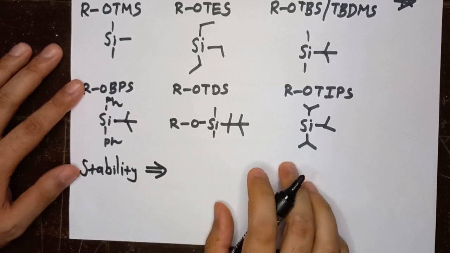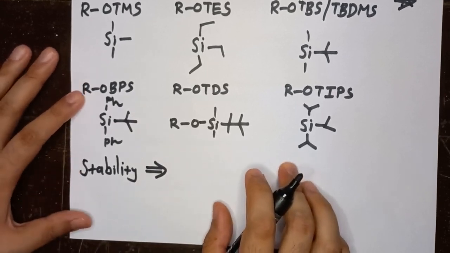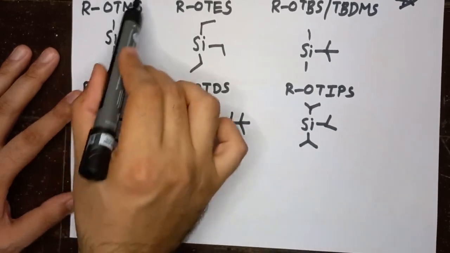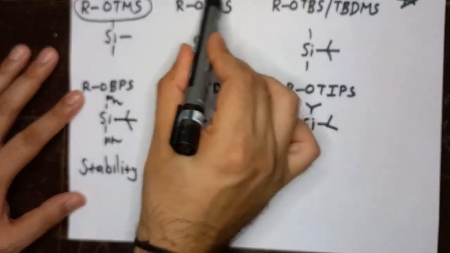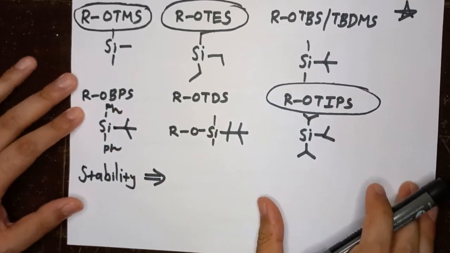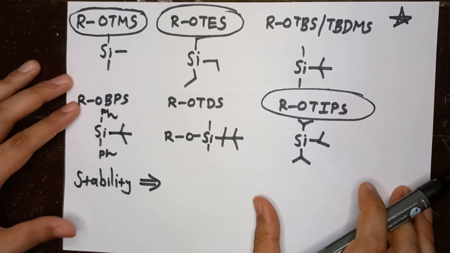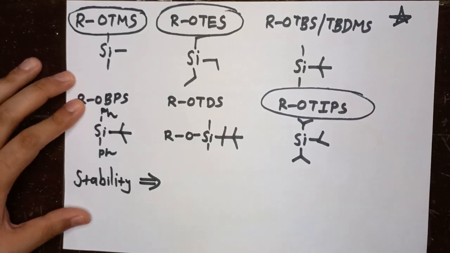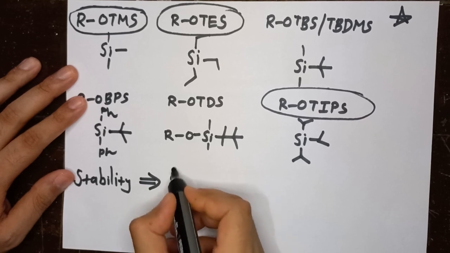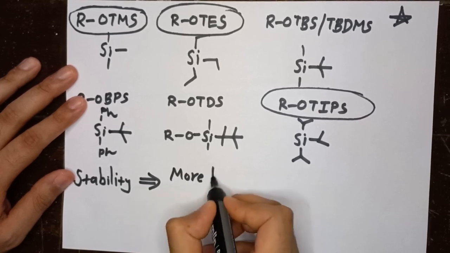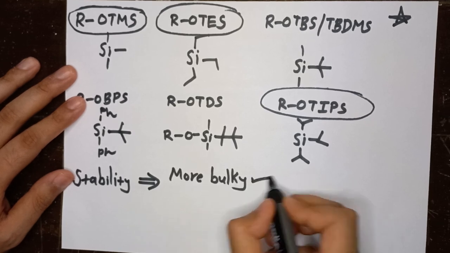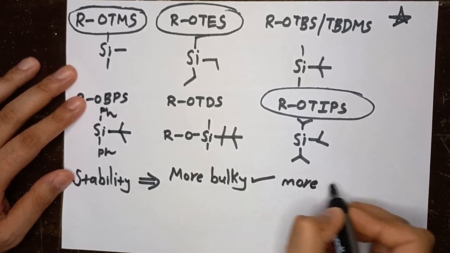What is the stability order? So for example, I'm taking this one and this one. Let's compare these three and compare their stability. So you need to know, more bulky, that will be more stable.